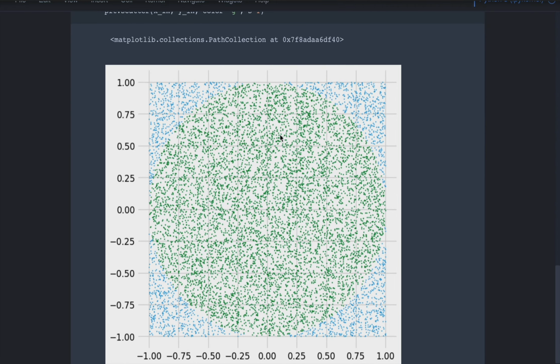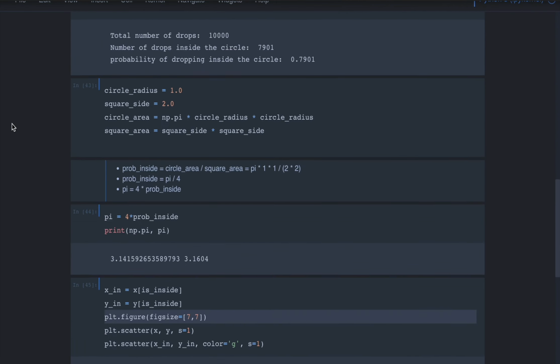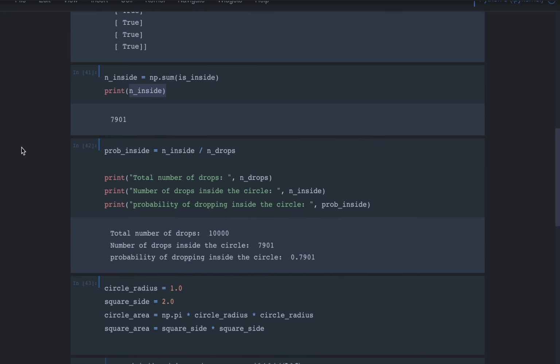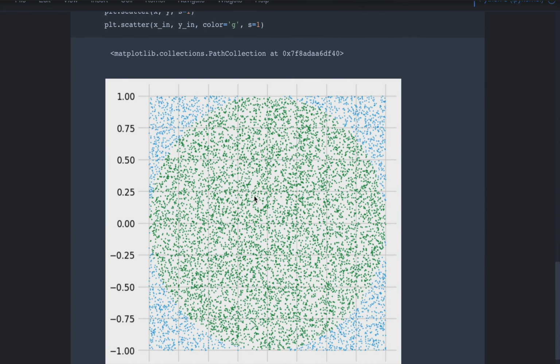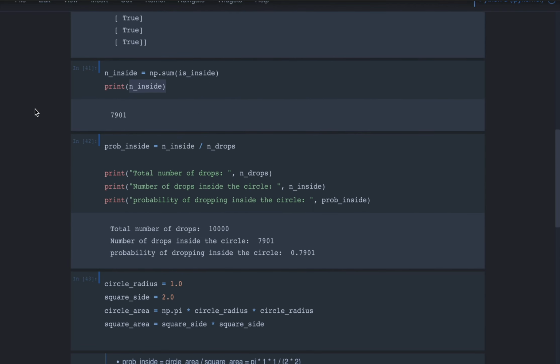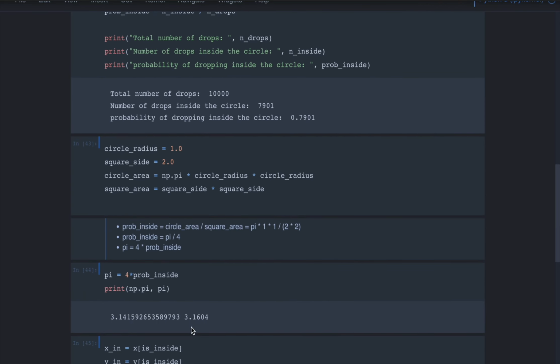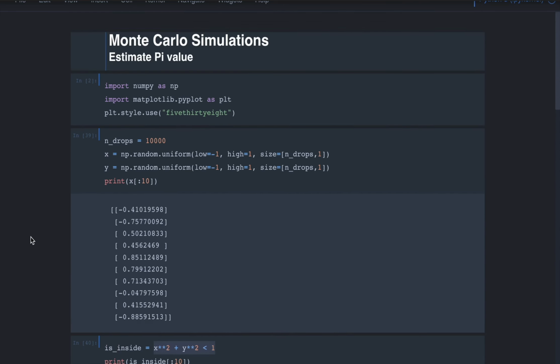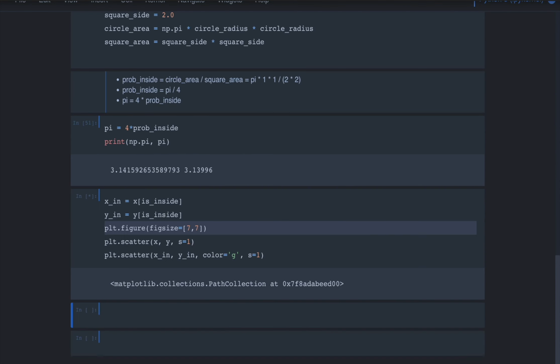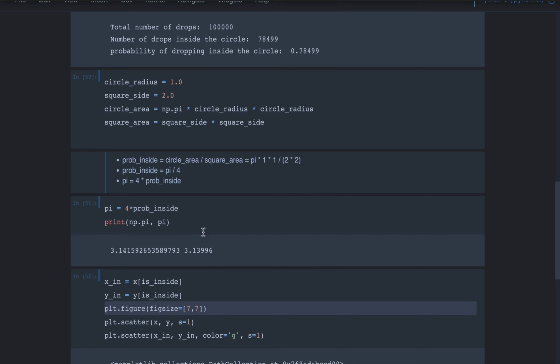So here we can see the circle. Out of those 10,000 points, roughly about 7,900 points have fallen inside the circle. The remaining 2,100 points are at these four corners. Now the pi value is 3.16. Earlier we got 3.14, right? So as we increase the number of points, we get closer and closer to the actual pi value. So here we got 3.1139, which is close to 3.14.